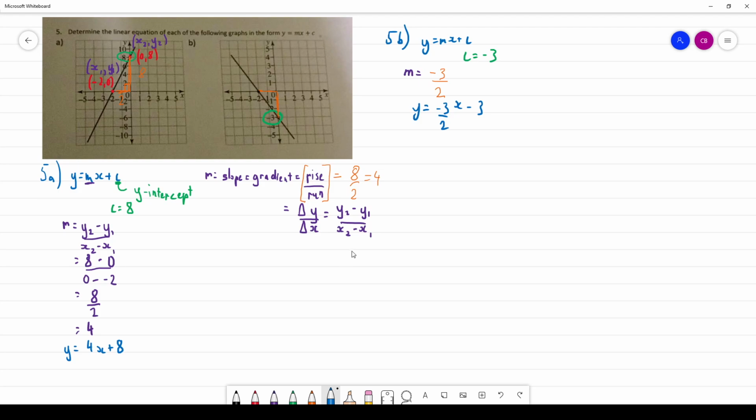Now we can do the gradient formula, the y2 minus y1 over x2 minus x1, and we will get the exact same thing. So make sure you choose whatever method is appropriate for you.